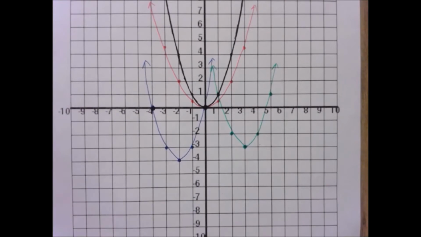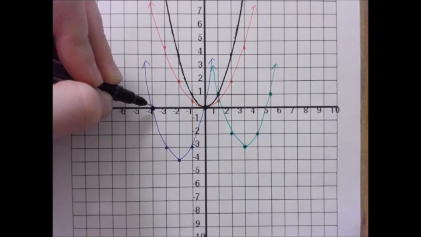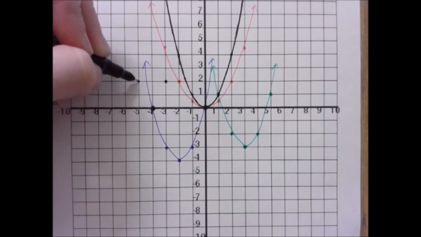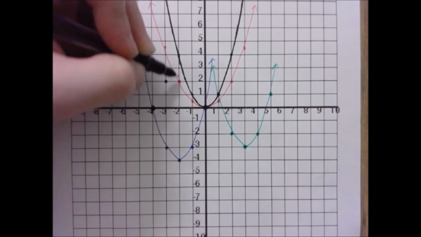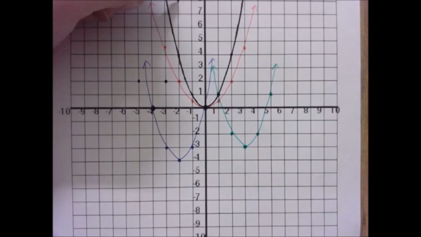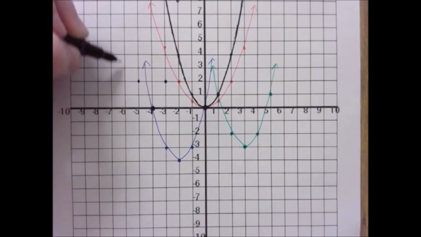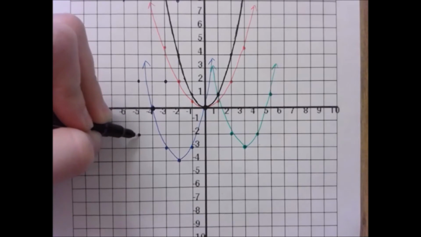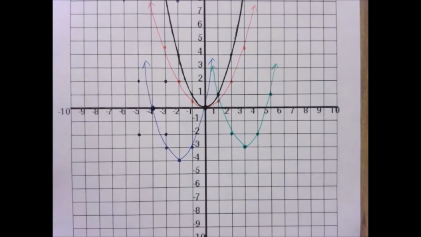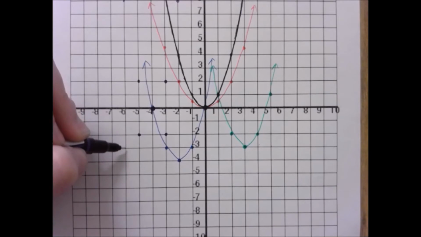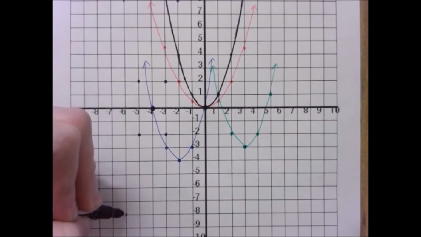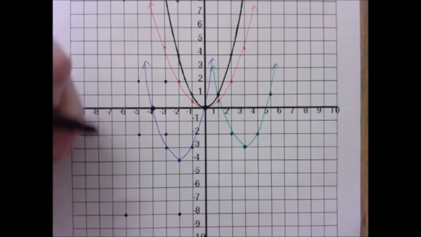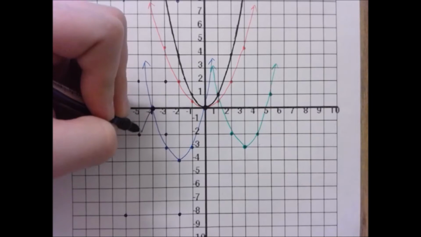All right, so this is our starting point. Over 1, up 2. Over 1 the other way, up 2. Over 2, up 8. Over 2 the other way, up 8. Oh, down. Down, down, down. Negative parabola. There we go. Ignore those dots up there. Here we go, our first downward opening parabola.